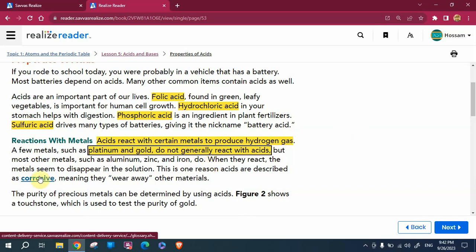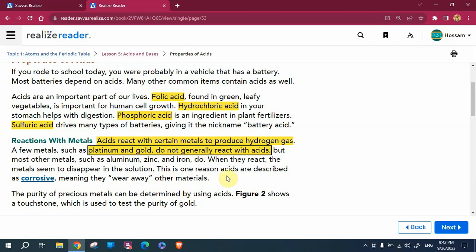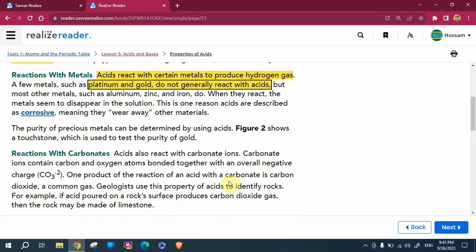When they react, the metal seems to disappear in the solution because we have two products: salt, which dissolves in water or in solution, and hydrogen gas, which evolves. This is one reason acids are described as corrosive. Because acid reacts strongly with some metals, it is called corrosive, and this means it wears away other materials.